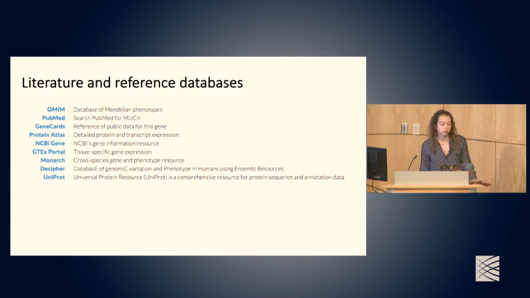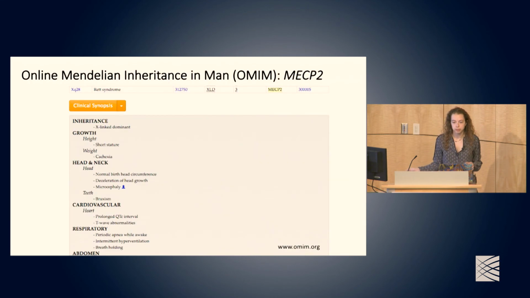Okay. There are a large number of other reference data sets that we use from the literature and other reference databases. Some of these I'm just going to mention. So obviously PubMed. When we find variants that we think are interesting, we read about the genes in PubMed. We use GeneCards to read about what the genes do, the Protein Atlas for expression, and the GTEx portal. Monarch, you'll be hearing more about later in this course, has a cross-gene and phenotype resource across different species. DECIPHER I'm going to show you, and UniProt is another protein resource. So I'm going to very briefly introduce some of these.